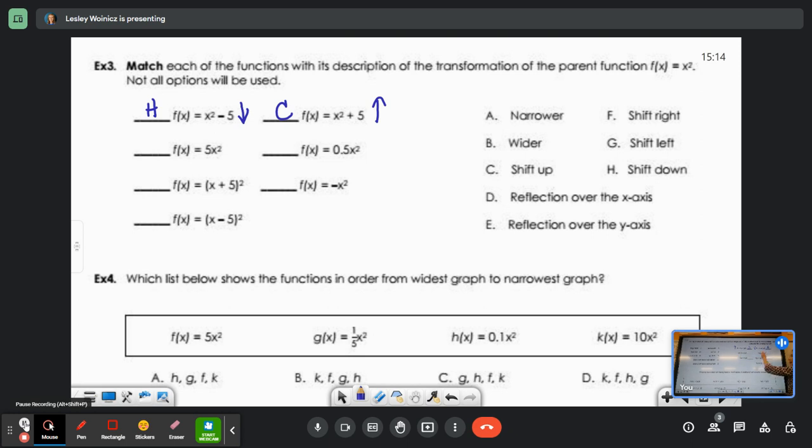What if I put a 5 in front of x squared and make 5 the a value? Is that what happens to my graph? It's narrower. Correct. This is narrower, so it'll get skinny. That's A. All right, what if I make my a value 0.5? It would be B. It gets wider.